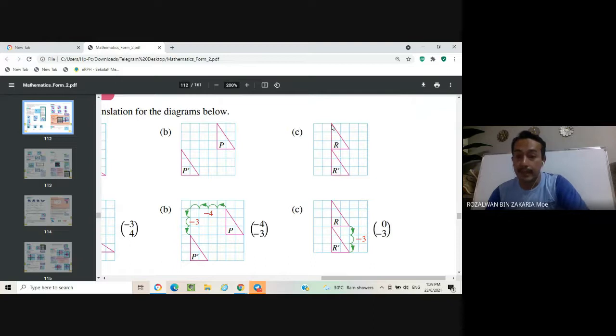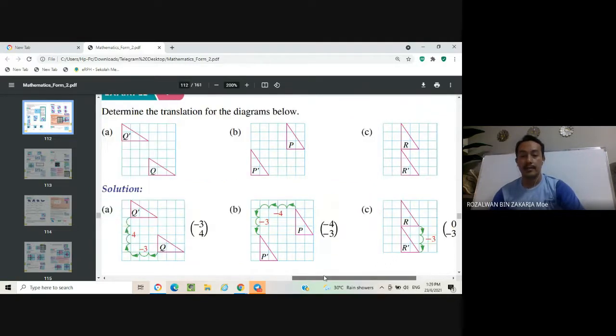Then after that, it moves 1, 2, 3. It moves 3 units downward. That means the movement on the y-axis is 3 units downward, that means minus 3. That's why the translation is equal to 0, minus 3. Then don't forget to put the bracket here for the translation. So that's the answer for C here.